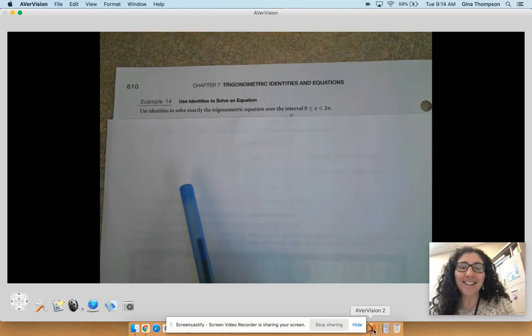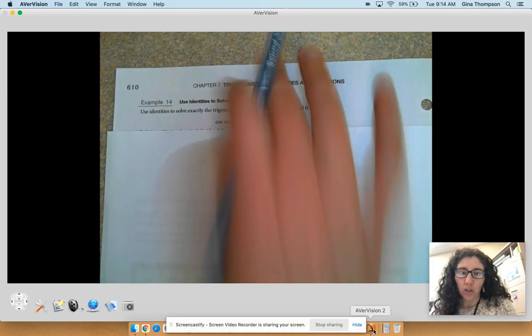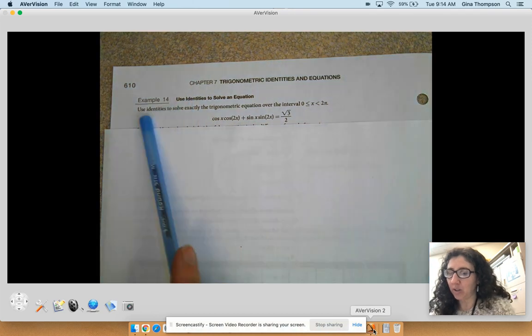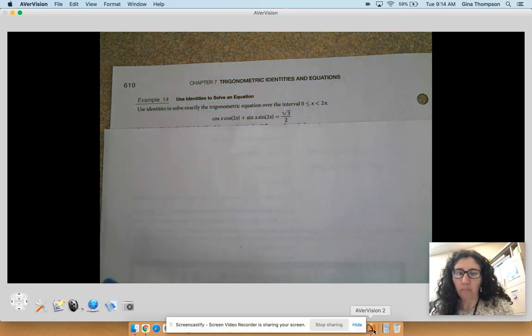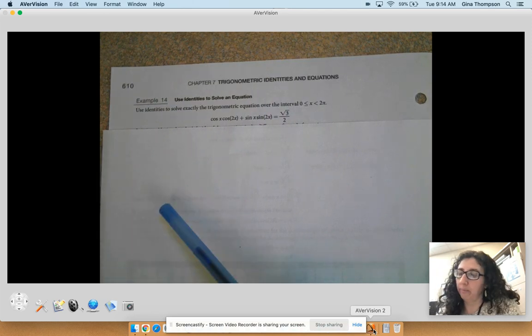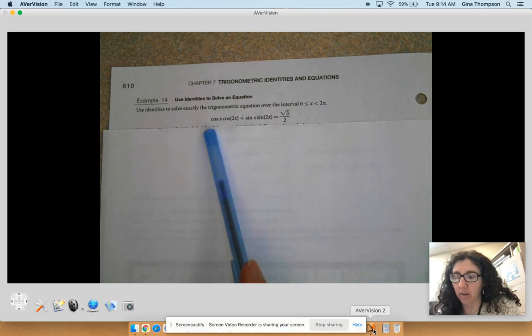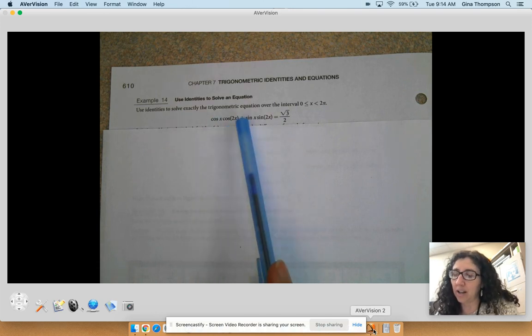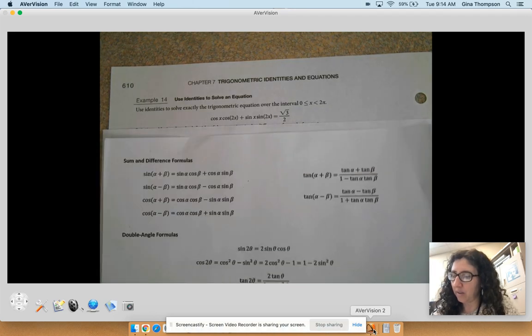Sometimes we need to use identities to solve these trig equations. In this case, they tell us to use identities to solve the trig equation over the interval, and they give us this equation. The first thing I notice is there's a lot of different trig things going on. There's a cosine of 2x, a sine of x, a sine of 2x. And then I think, wait a minute, I know some identities that have stuff that looks like that.